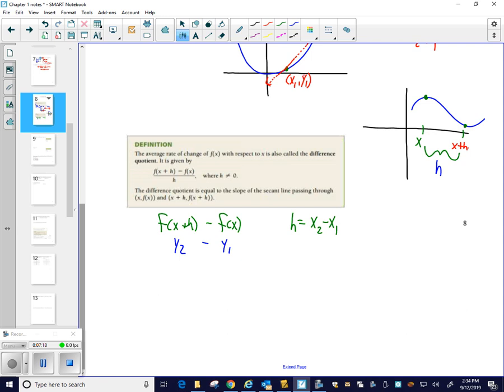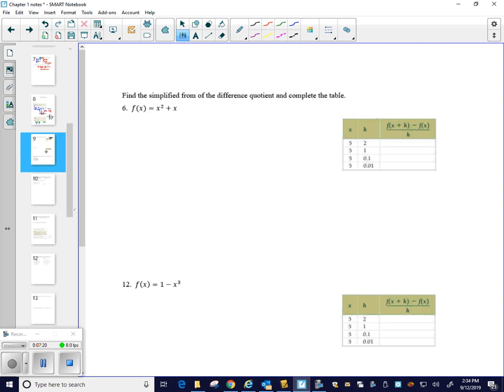Okay, so let's see if we can carry this through to the next page. We want to find the simplified form of the difference quotient and complete the table. The simplified form of the difference quotient is a little bit more challenging algebraically. Okay, we're going to do the simplified form here for the ones that say 6 and 12. There's another one on the back of these worksheets. I think it's like 50 and 52. We're not going to write out the entire simplified form. We're just going to write out the difference quotient and see what it would look like. All right, these we are going to do. It's a little bit of work.